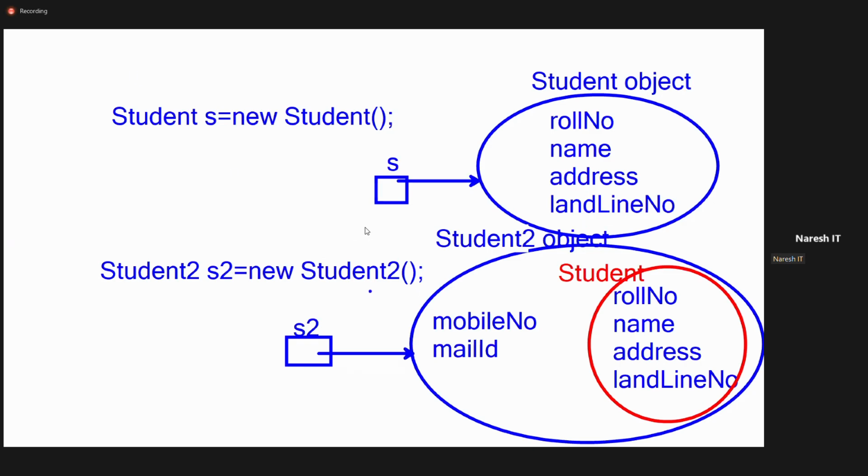Allocated. This is a subclass object. Superclass members and subclass members, both have memory allocated.